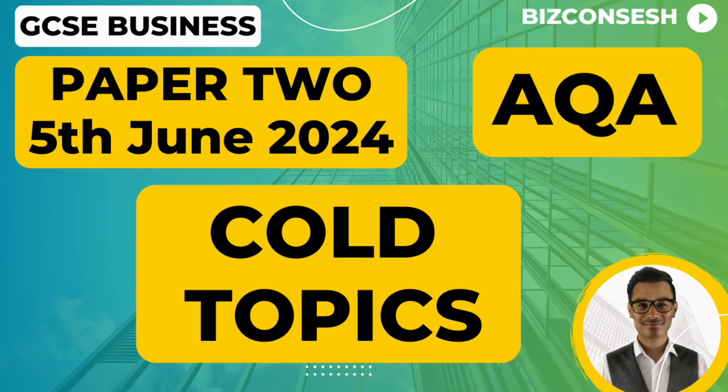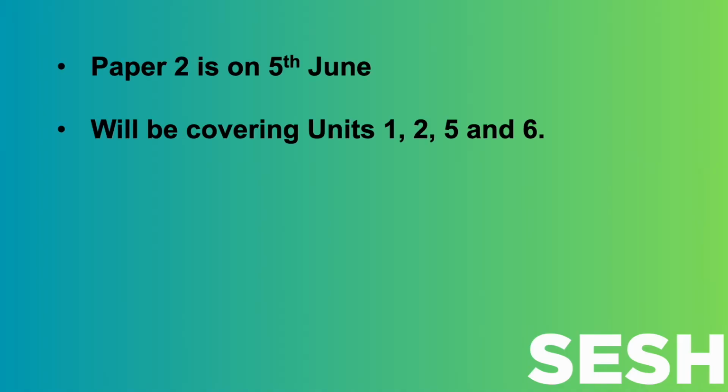1 week to go till AQA GCSE Business Paper 2. Let's go through those cold topics. So Paper 2, 5th of June, covering Units 1, Units 2, Units 5 and Units 6.